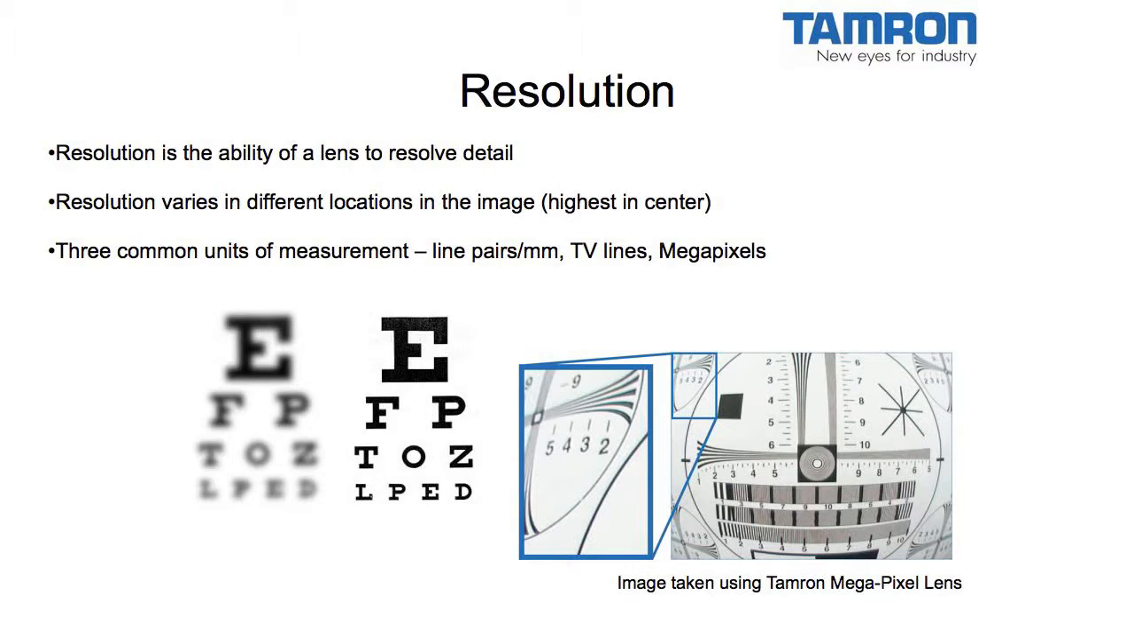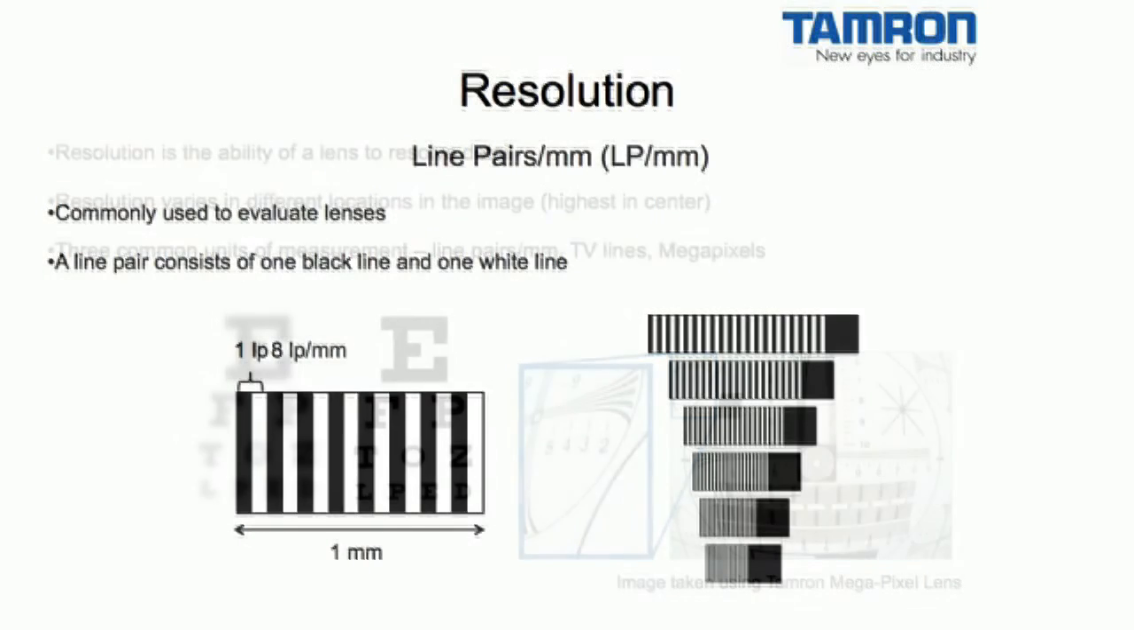The resolution of a lens is its ability to resolve detail. An image produced by a lens with higher resolution will look more sharp than an image produced by a lens with lower resolution. Resolution is not constant throughout the image and is generally higher in the center and lower in the corners. There are three common units of resolution measurement: line pairs per millimeter, TV lines, and megapixels.